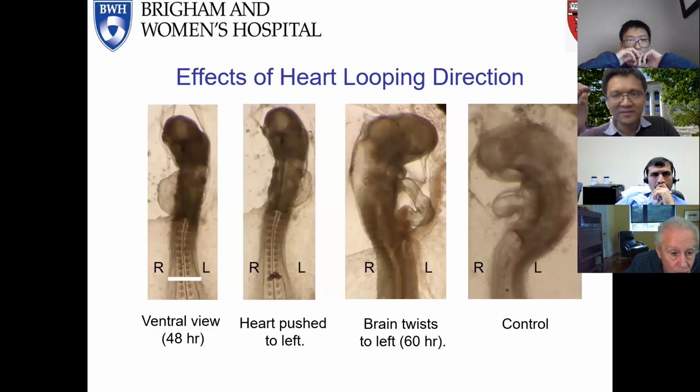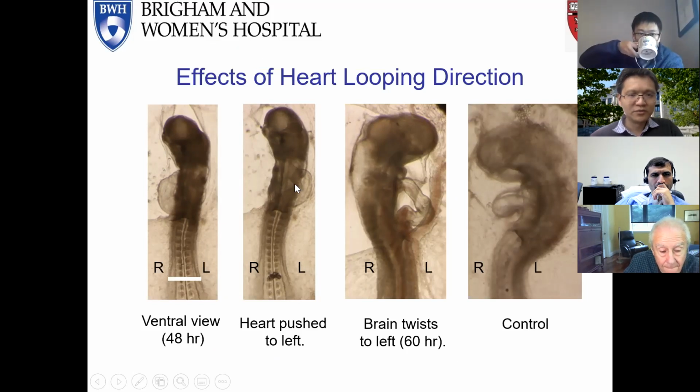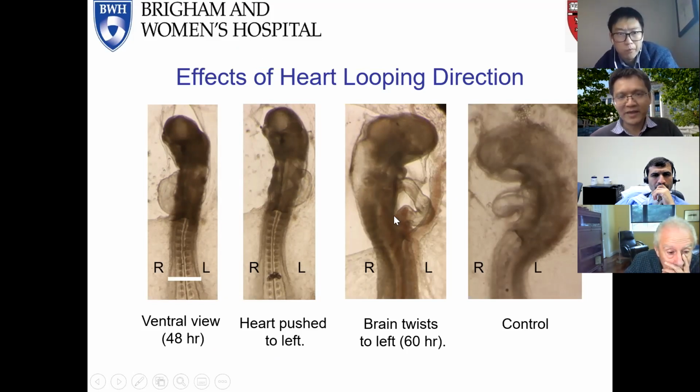Now, for the second hypothesis, since we conjecture the heart plays a mechanical role, we did microsurgery experiments where we pushed the heart from the right-hand side. So the heart here is on the right-hand side, in a ventral view, to the left-hand side. And we found that if we now culture the embryo, the brain would twist leftward instead, as compared to a control embryo, which twists rightwards.